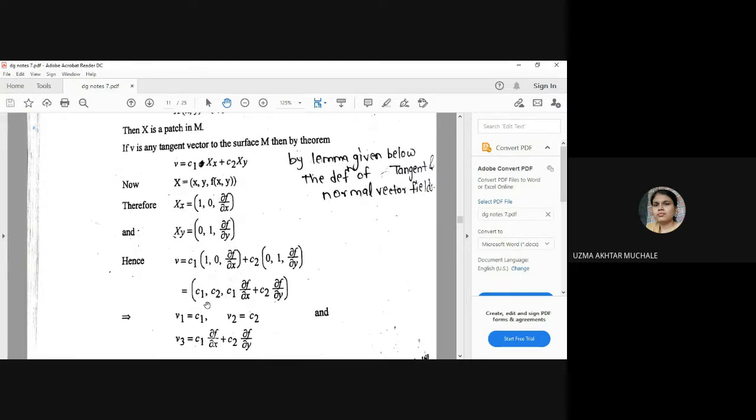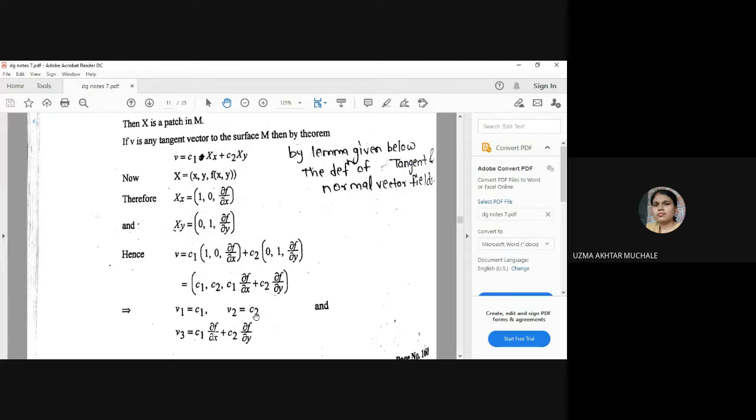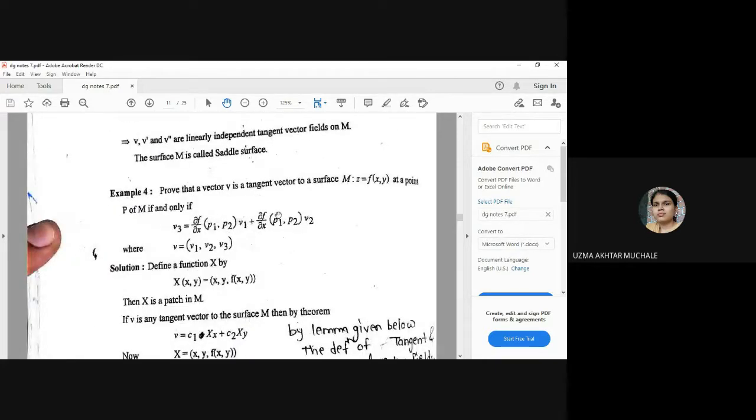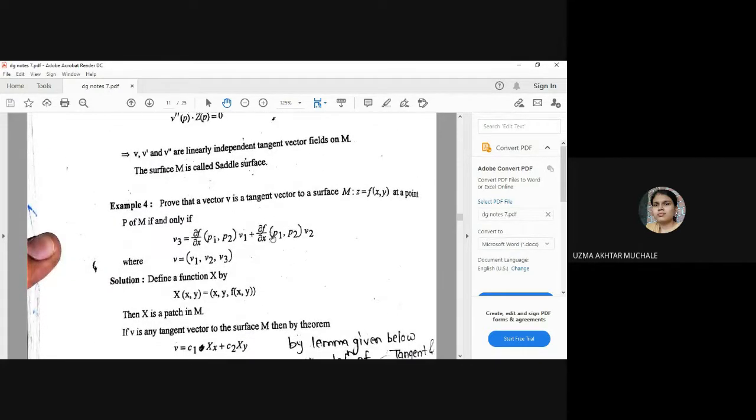After adding them, we can get, as this v is nothing but v1, v2, v3, by coordinate-wise equality, here you can write v1, v2, v3. So what is v1? c1. v2 is c2. v3 is nothing but c1 dou f by dou x plus c2 dou f by dou y. There was a mistake in the question here, it should be dou f by dou y. So you should correct it.